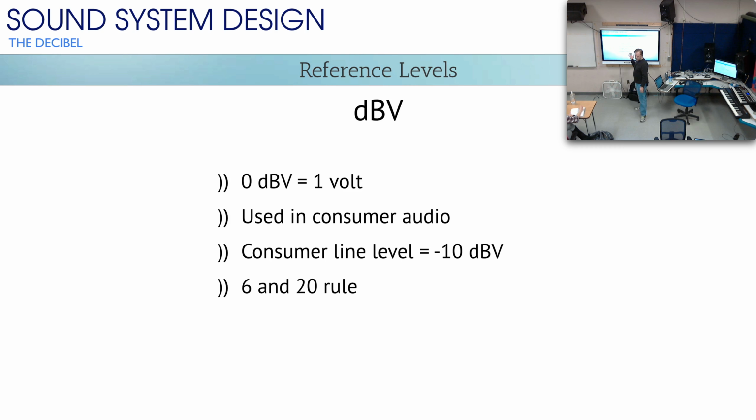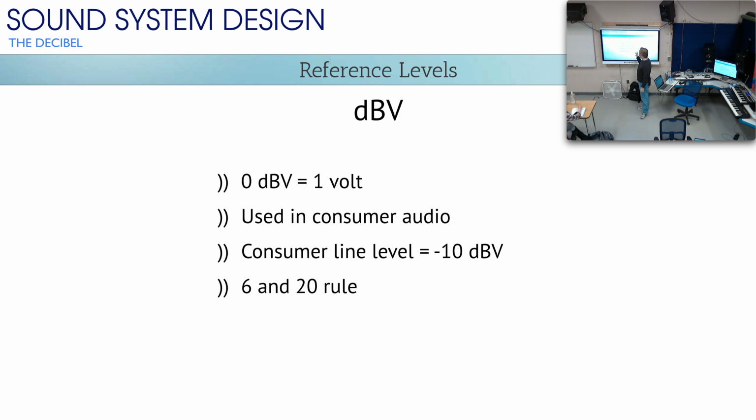Because it's voltage, which is a force, it follows the 6 and 20 rule. So you double the voltage, you go up 6 dB. You multiply the voltage by 10, you go up 20 dB. Okay? If you divide the voltage in half, you lose 6 dB. Divide the voltage by 10, you lose 20 dB. So you primarily see this in consumer level equipment, okay?